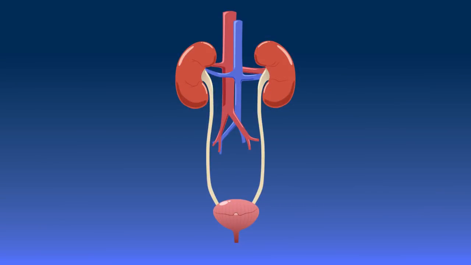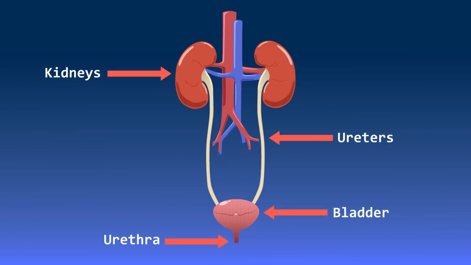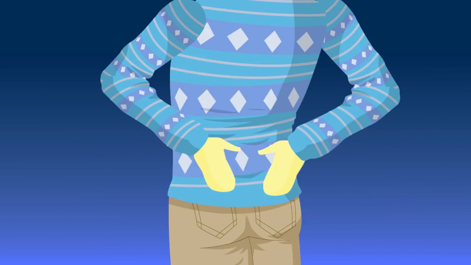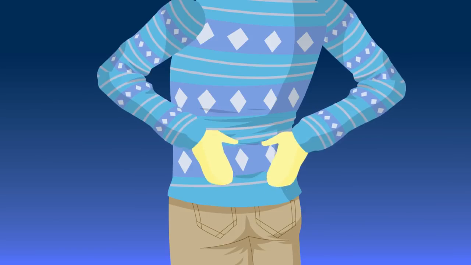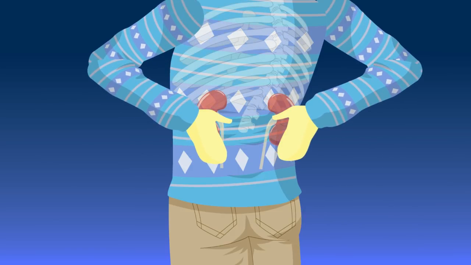The urinary system is also known as the renal system, and it consists of the kidneys, the ureters, the bladder, and the urethra. Your kidneys are bean-shaped organs that are about the same size as a computer mouse. To find your kidneys, put your hands on your lower back and slide them up until you feel your ribs. Your kidneys are just behind a layer of muscle there.